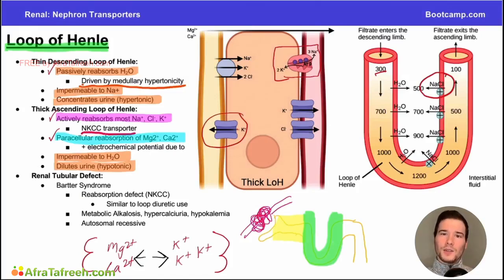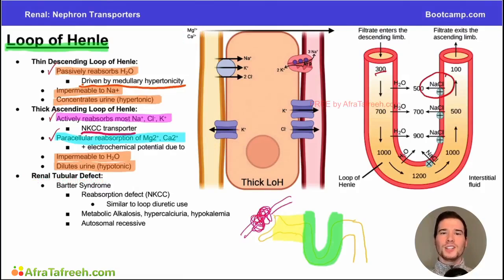This creates a bunch of positive charge in the nephron lumen, which is going to push the magnesium and calcium between the cells, or paracellularly, to help us reabsorb some of those important molecules. And the final thing we're going to talk about for this video is a genetic condition associated with damage to the NKCC channel, and that is Bartter syndrome.